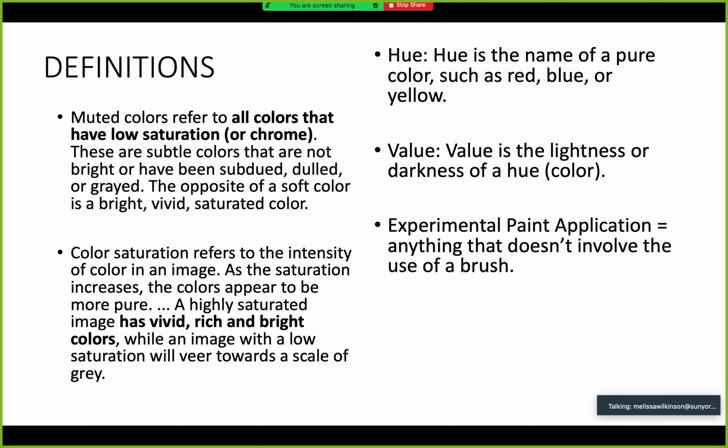It's experimental paint application. And what is that? That basically means that you're putting paint on in a way that isn't traditional or standard. Anything that doesn't involve the traditional use of a brush. So it could mean that you put paint on your palette and you stick your paper on it. It could mean that you use a roller. It could mean you use a toothbrush. But you're just not using the traditional method of I mix the paint and I apply it with my paintbrush. Is everybody clear on that?